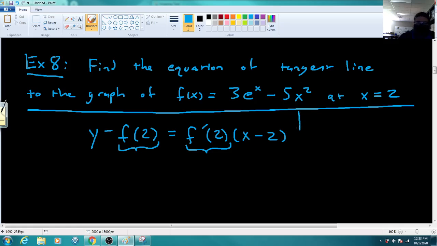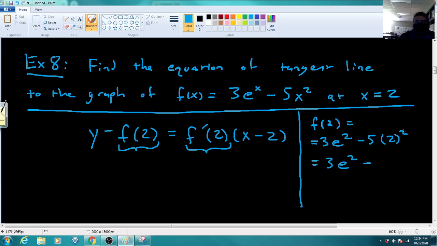So I'm going to do some scratch work over to the side here to find f of 2 first. So f of 2 will equal this equation here with 2 plugged in for the x's. So that will equal 3e to the 2 minus 5 times 2 squared. So that will be 3e squared minus, 4 times 5 is 20. So f of 2 is 3e squared minus 20. Now we need to find f prime of 2.